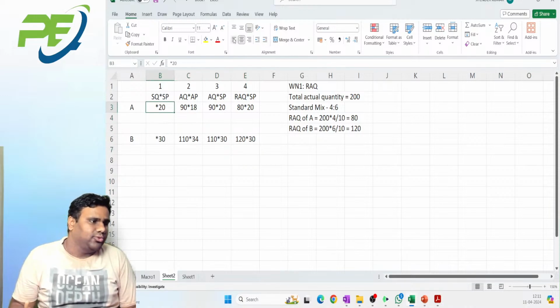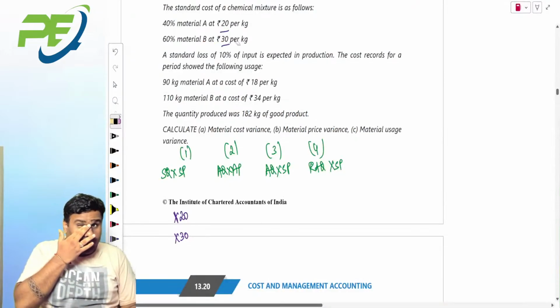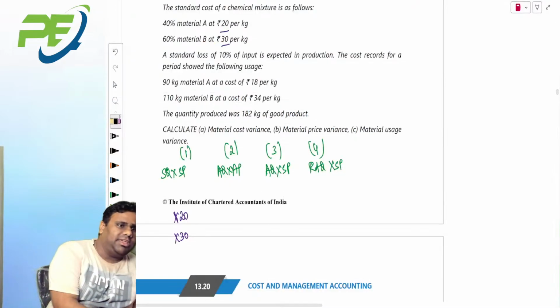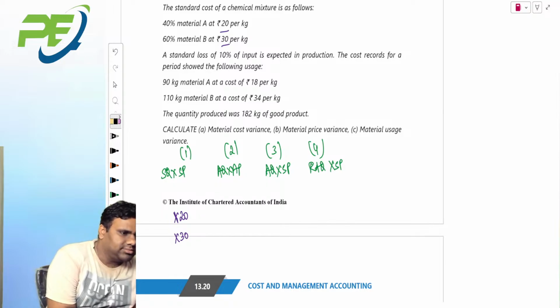Now SQ. Now the toughest part, SQ. I'll give a minute's time. Let me see if anyone can crack it. SQ of A and SQ of B. Come on.